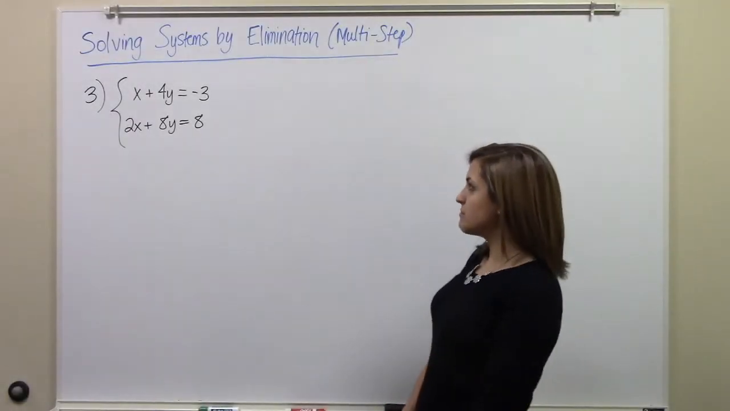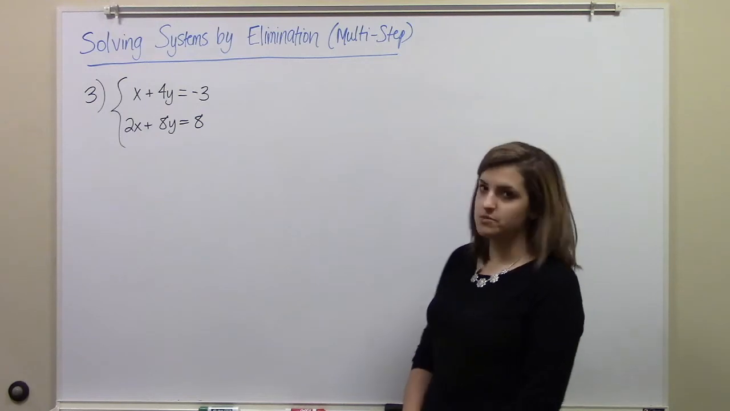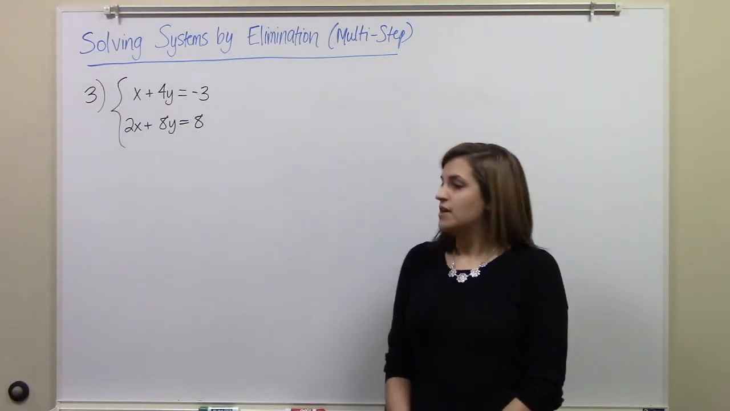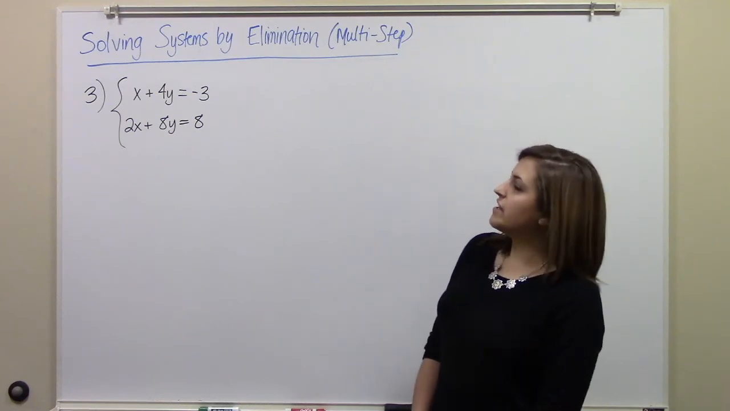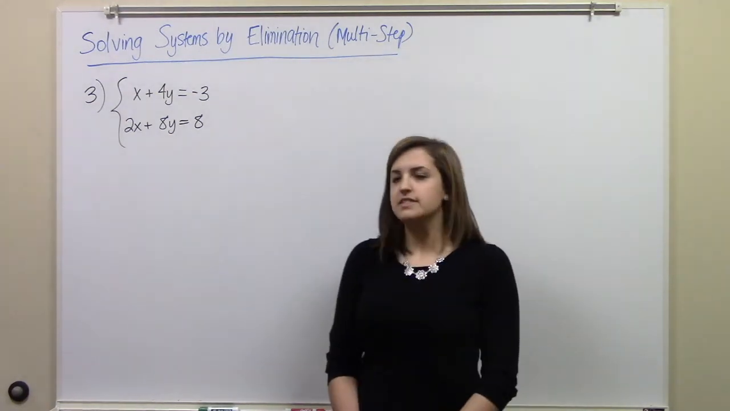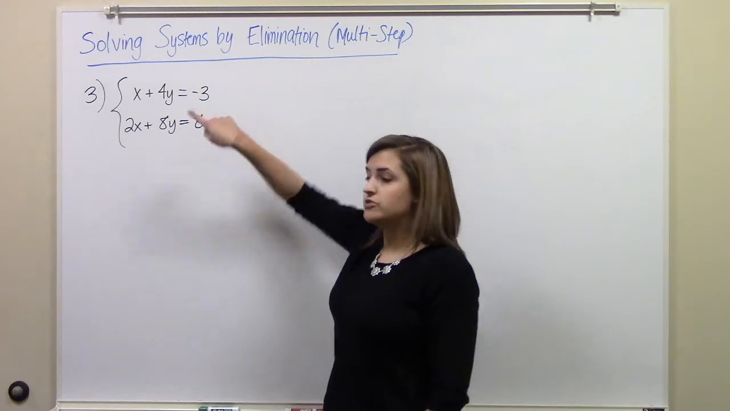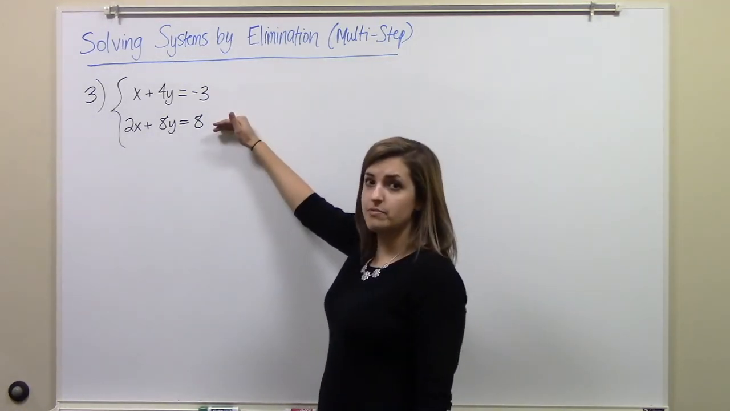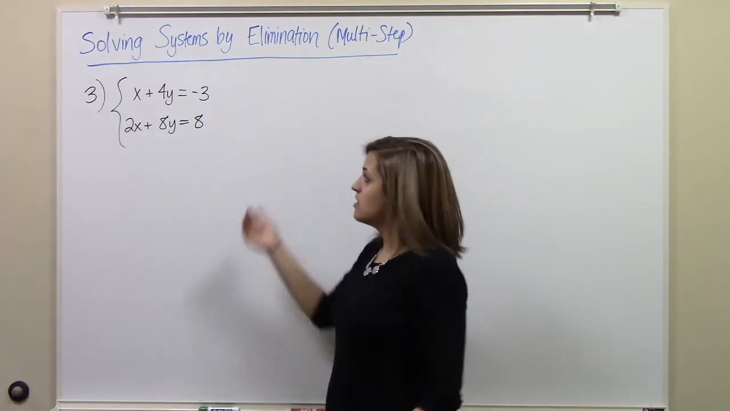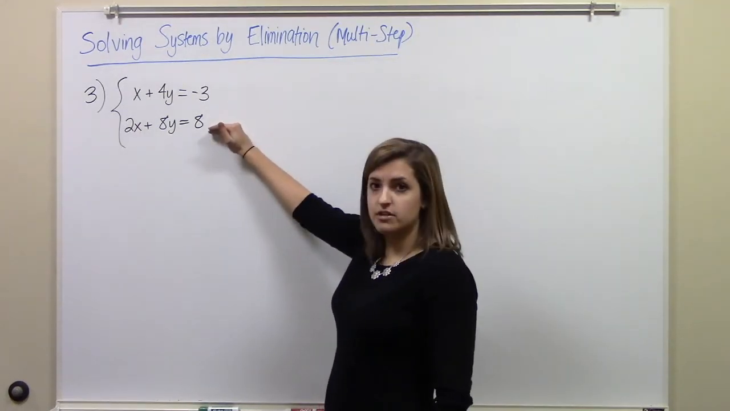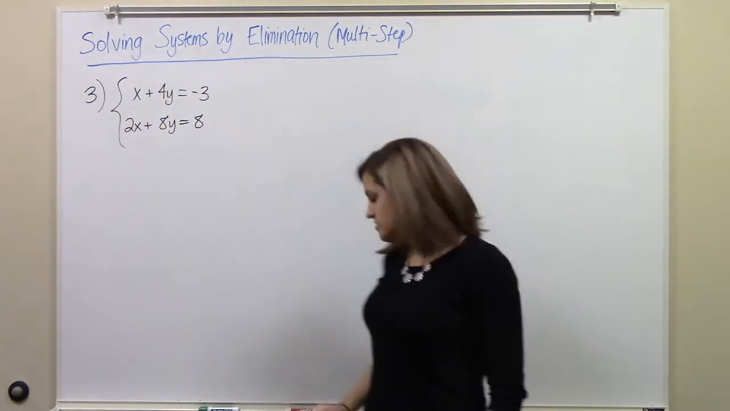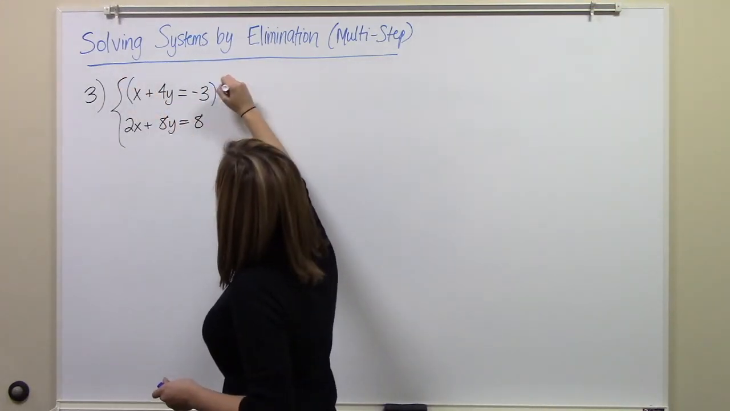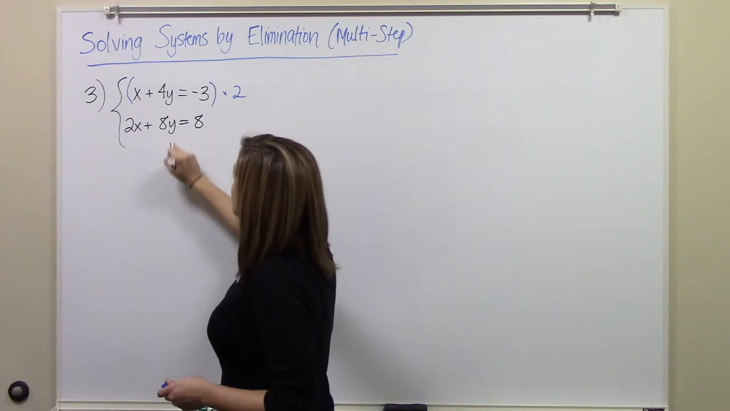Okay, in our final example, we have x plus 4y equals negative 3, and 2x plus 8y equals 8. So in order to get things to cancel here, I might multiply this initial equation by 2. Because then when I subtract, which I can also do, we've been adding, but you can also subtract. When I subtract the second equation, my x's are going to cancel. So let's do that. So I'm going to multiply the first equation by 2. And I'll rewrite that down here.